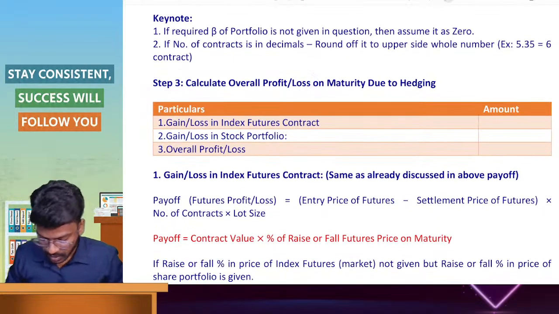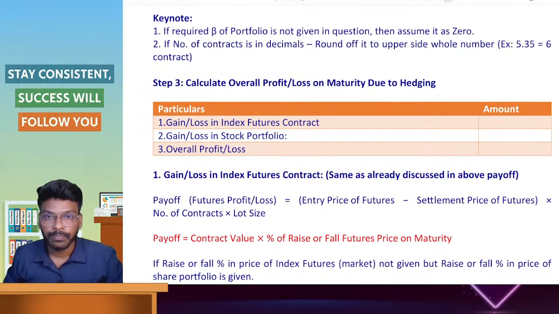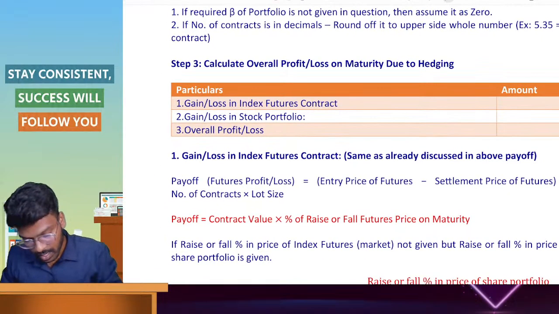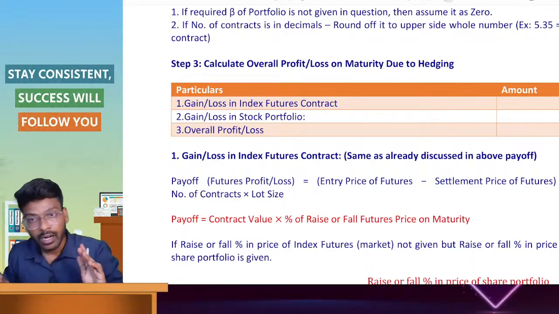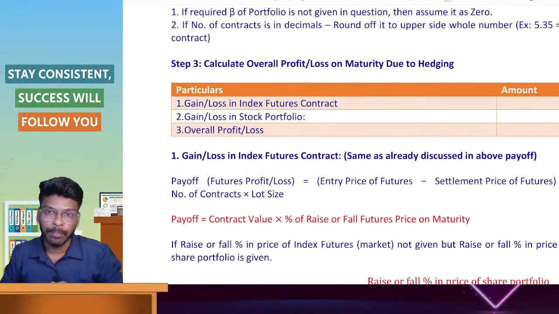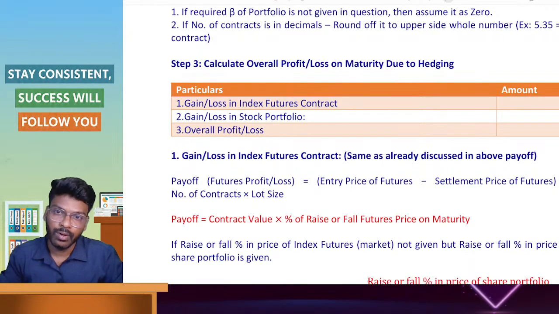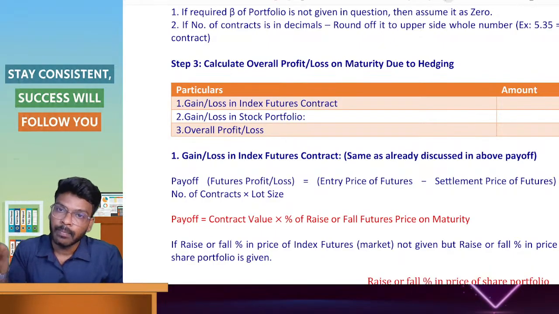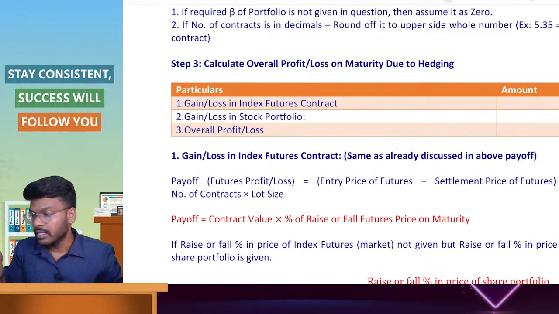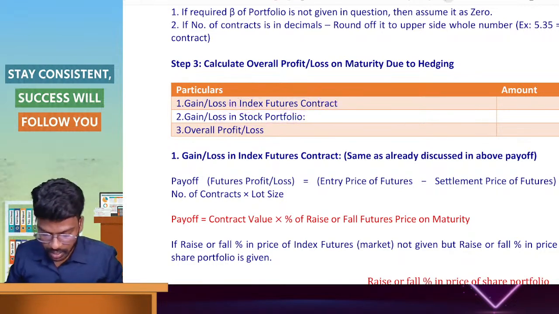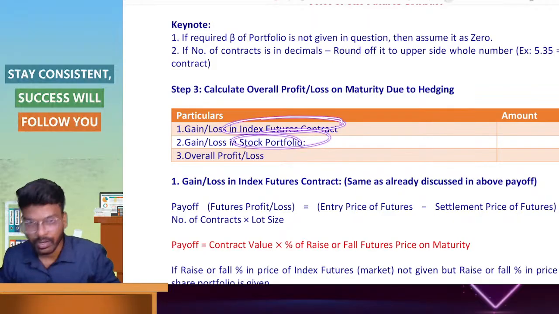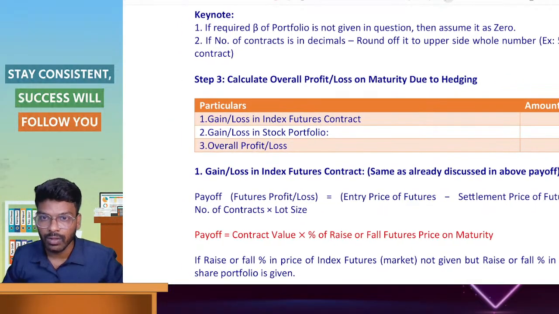Step 3, calculate overall profit or loss on the maturity date. We have taken two positions. In case we have bought the futures, and on day 3 we have gone for the short position, both positions will have a different gain or loss. In questions, most of the cases, stock futures and index futures will be taken.